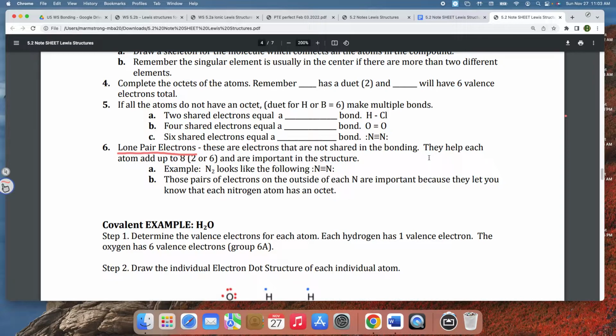Example, N2, which is one of those diatomic elements that we have to remember, it always travels in pairs, looks like the following. So you see a nitrogen, and they each have these lone pair electrons and the 3 sets of bonded electrons. So it's those dots that are called lone pair electrons. They're all alone. They're out there, but they really add something important to molecules and how they behave. So let's do some examples.